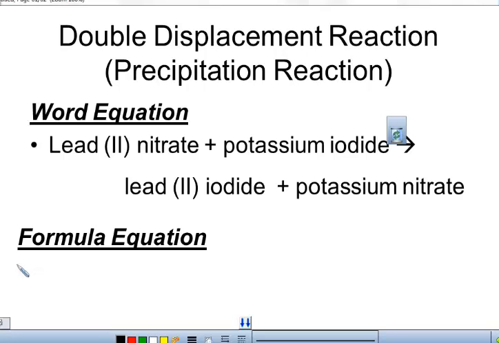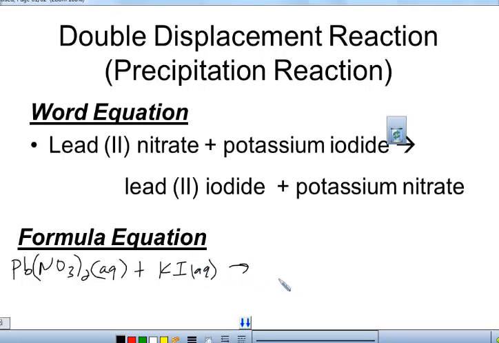So I'm going to take lead 2 nitrate, which is aqueous, plus potassium iodide. And whenever we're talking about a precipitation reaction, we're talking about 2 aqueous things, and then we are seeing if one of the products forms a precipitate. Now I have lead 2 iodide, so lead's a +2, iodine's a -1, plus potassium nitrate.